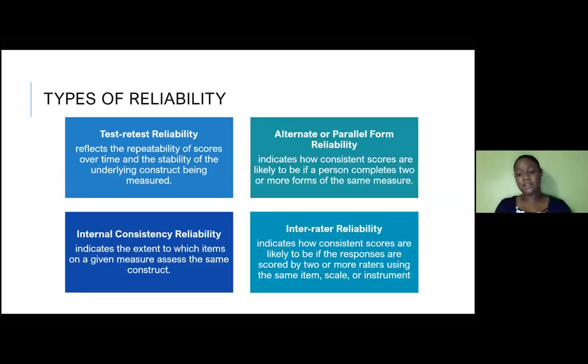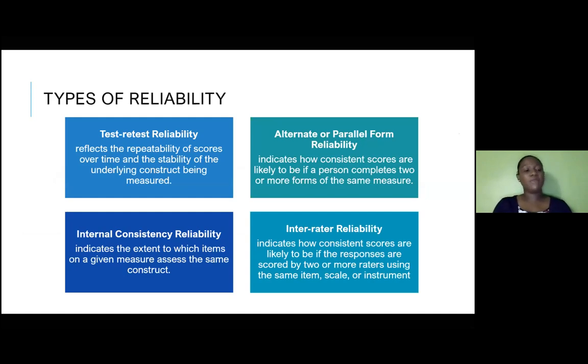So moving on, there are 4 types of reliability. There is test-retest, and this indicates the repeatability of test scores over time. We have alternate or parallel form reliability, and this speaks to the different forms of a test for the same measure and how consistent the scores are. And normally with this type of reliability, the tests can be used interchangeably.